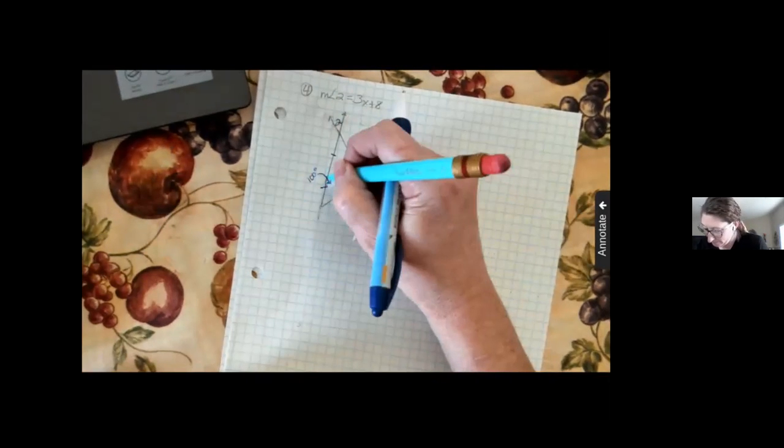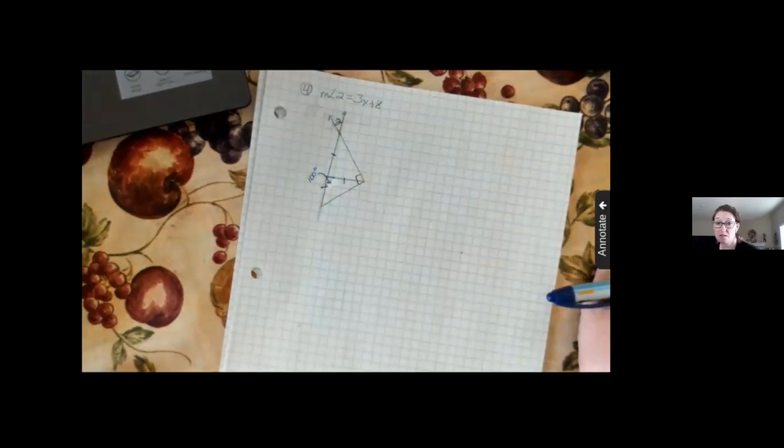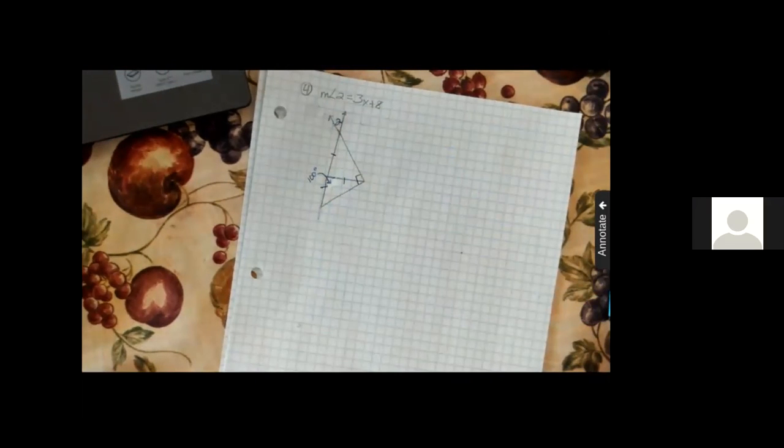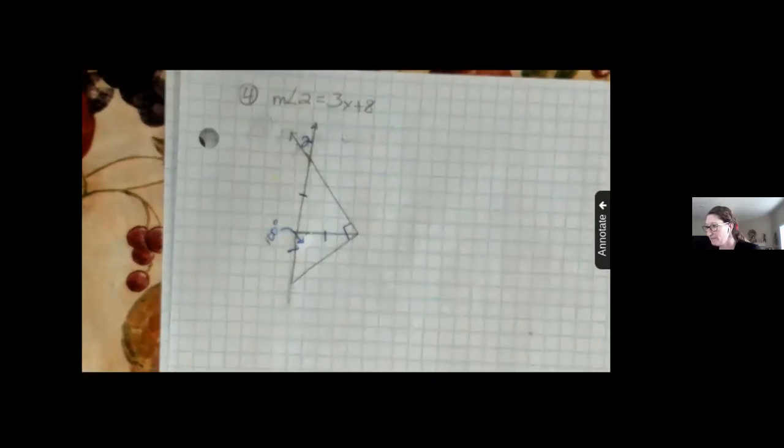Can you zoom it in? Say again? Can you zoom it in? Oh, I can't see it. Sorry. There, is that better?